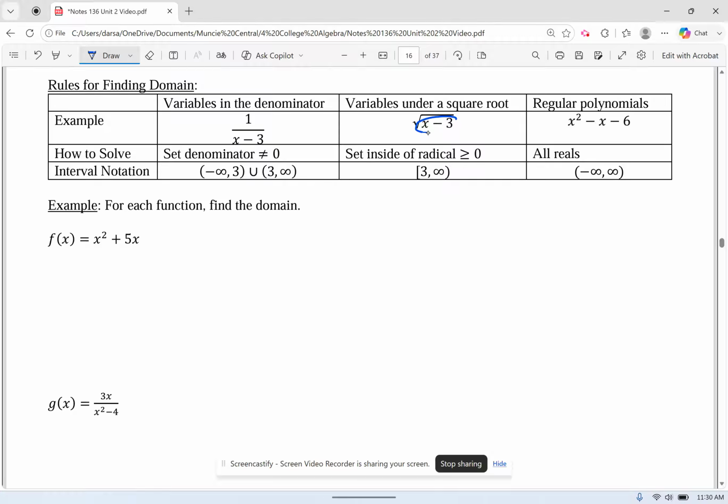If you have a variable under a square root, we have to remember that the stuff under the square root must be positive in order for us to get a real answer. So we're going to set the stuff under the radical, or the square root, greater than or equal to zero. And for now, pretty much everything else that we're going to work with, definitely all just plain polynomials, is going to have a domain of all real numbers. There's nothing bad happening. We're not dividing by zero. We're not taking the square root of a negative. You can plug anything you want in and it's going to be fine.